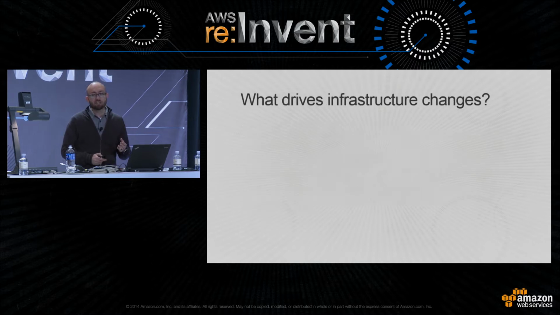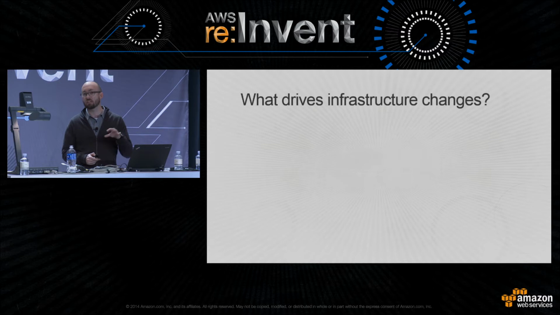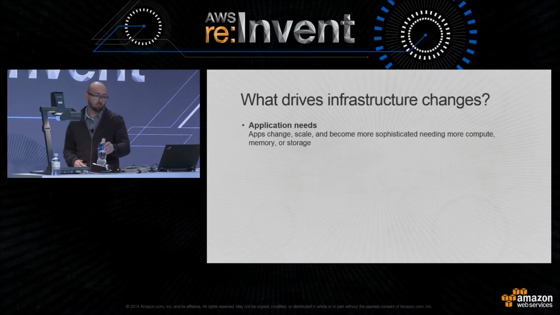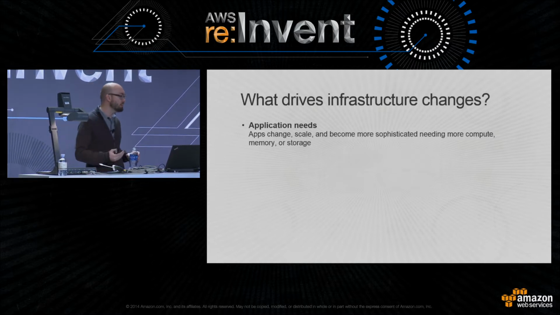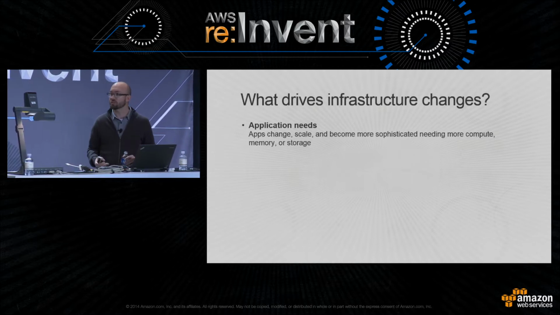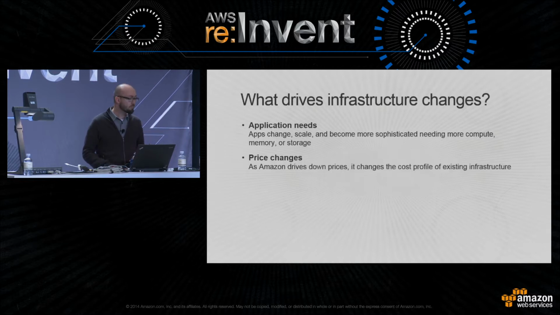The reality is that there are a host of things that drive changes to your infrastructure and make cloud architecture fairly dynamic. And so I want to talk through those just a little bit because I think it helps make sense of what and why these changes happen. First, application needs change over time. You reach scale points, the app becomes more sophisticated, you need more compute, more memory, more storage-intensive instances, so you change your infrastructure. Prices change.